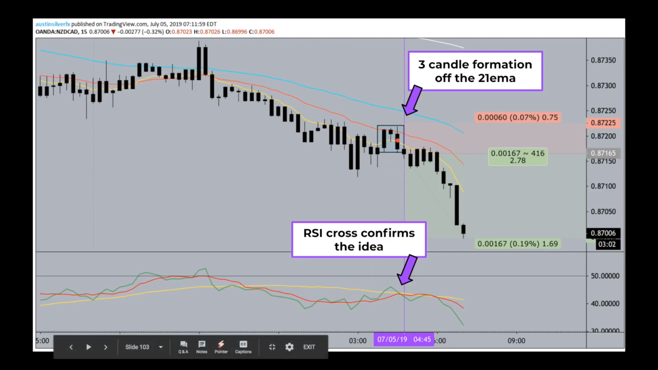Here, another example, a 3 candle formation off the 21 EMA. RSI coming down through the liquid 50, down through the trend line. EMA says sell, TDI says sell. You know that by now. This is clearly short biased.